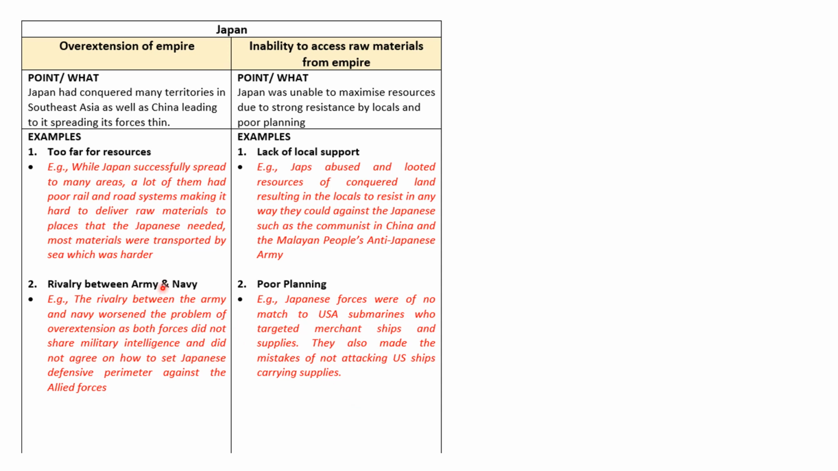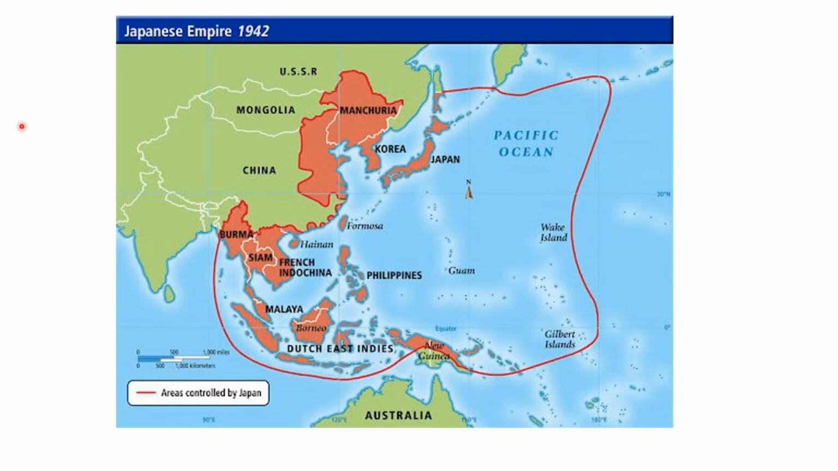And it doesn't help that, this is quite interesting, there was a rivalry between both the army and navy. So imagine if your own defense system, your army and your navy cannot work together, then how are you going to fight a common enemy? So this is what I meant by overextension.